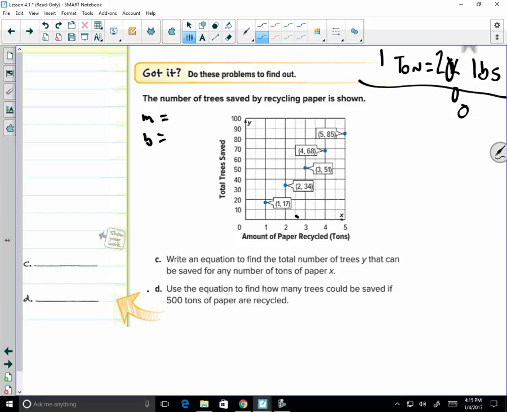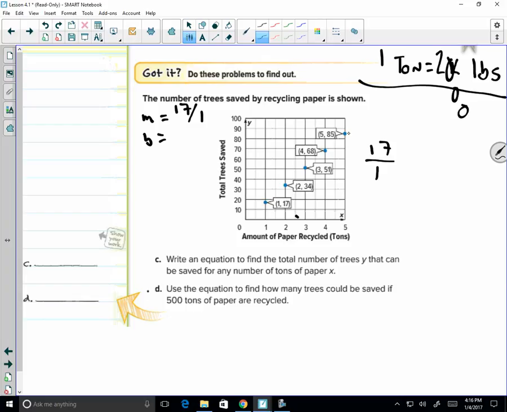Oh, hold on a second. All right, so I'm going to use 2 points, and I almost always just take the first two. So I have 1, 17 and 2, 34. Take your y's and subtract them. So for the first one, I'm going to do 34 minus 17, so I get 17, over 2 minus 1, which is 1. So my slope for this one is 17 over 1.